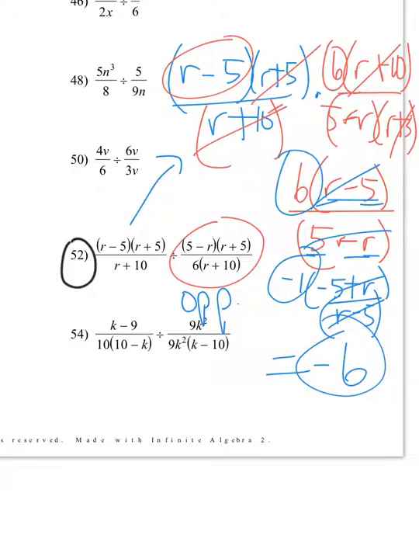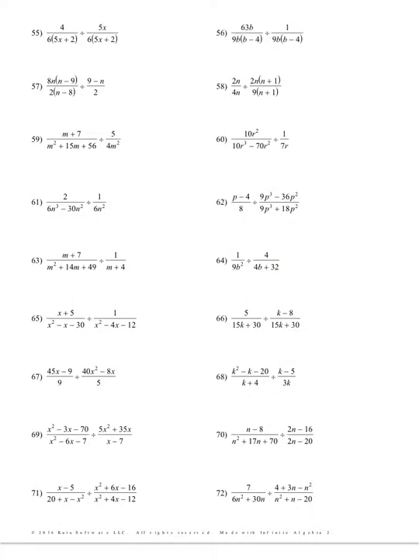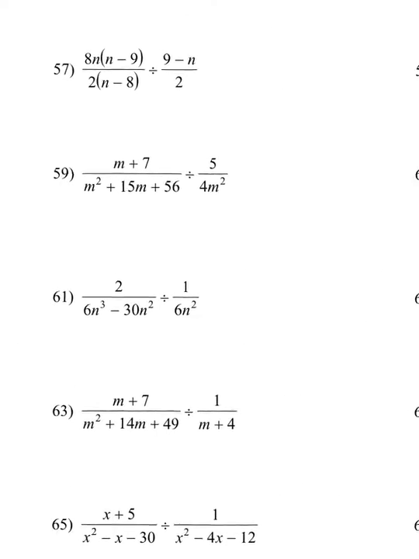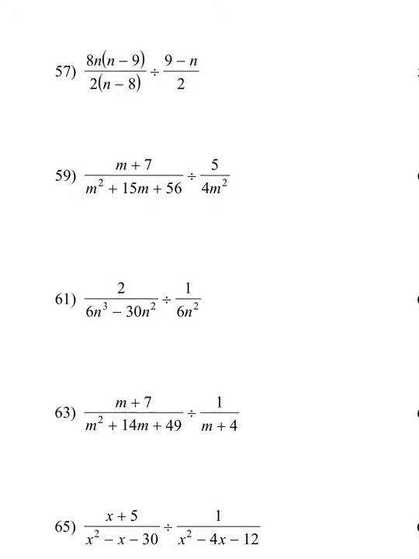Now let's go on to 9, and let's focus in on that. I'm going to multiply by the reciprocal. So this is going to be 4m squared divided by 5. And I have m plus 7 there.